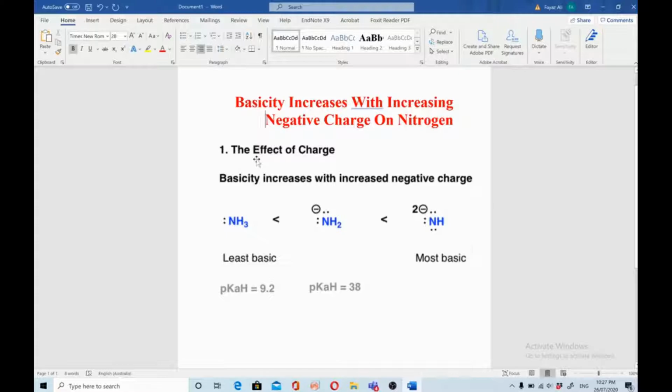So suppose you have three nitrogen-containing compounds, such as ammonia, NH3, which does not contain any charge, it's neutral; NH2⁻, an amide that contains one negative charge; and NH²⁻, which contains two negative charges. Then which is going to be more basic? The simple answer is basicity increases with increased negative charge.